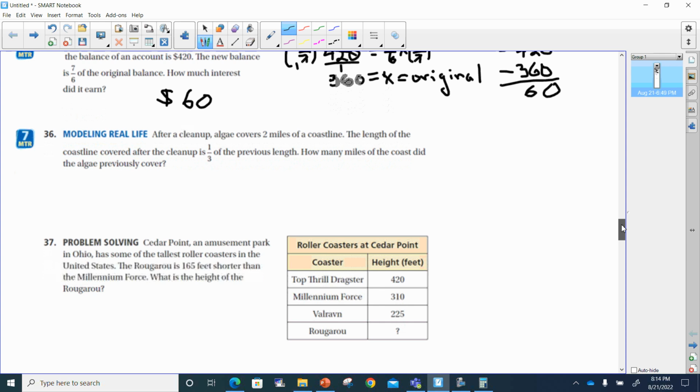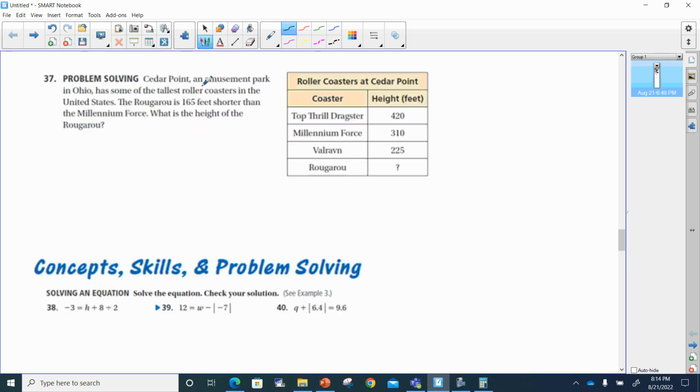Okay. Let's go to number 37. Solve. Cedar Point, an amusement park in Ohio, has some of the tallest roller coasters in the United States. The Ragararu is, I guess that's a roller coaster. I don't know how to say that. Is 165 feet shorter than the Millennium Force. These two must be roller coasters. Oh, there we go. I'm not even going to try to do this. They're basically saying that this roller coaster is 165 feet shorter than this roller coaster. So what is the height of it?